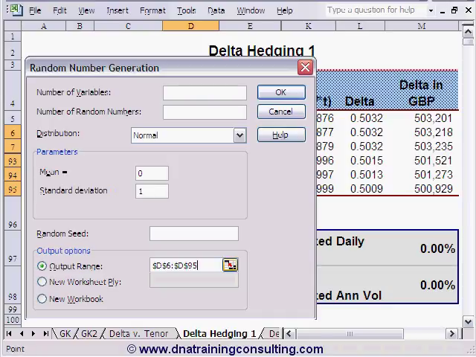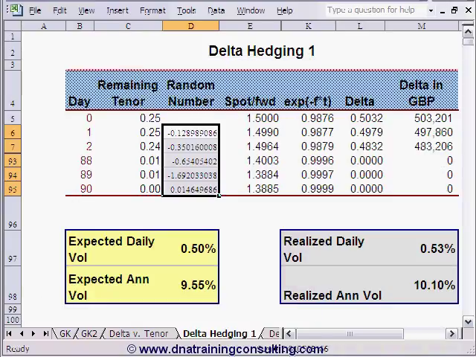And finally, since we have already done this ourselves, you will note that we're instructing Excel down here to type in all these randomly generated numbers in cells D6 to D95, which you'll see in a moment are exactly the right cells corresponding to the day-to-day changes of the sterling. So we now hit OK. And here appear the randomly generated numbers.